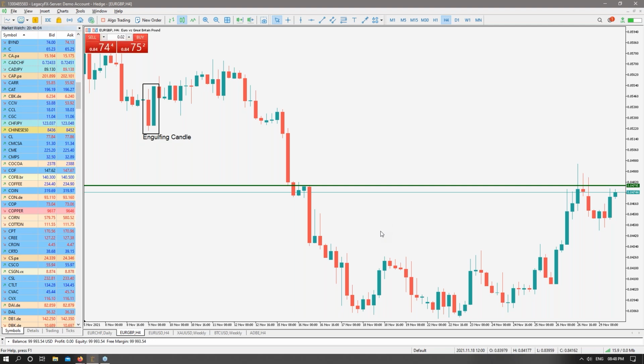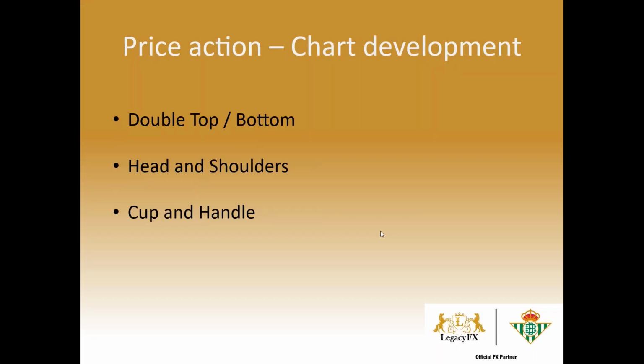Now, what if the market is stalling out and you're not really getting anything, and it's not really developing anything specifically? Well, in that case, we also have price action in the sense of chart development. And this is more common in minors and exotic pairs where you don't have as much price action, because there's a lot more volatility, so you get a little bit more distorted patterns. But then you get things like a double top or bottom. And I know most of you have heard of this, because it's technical drawing 101, basically, to look for things like this.